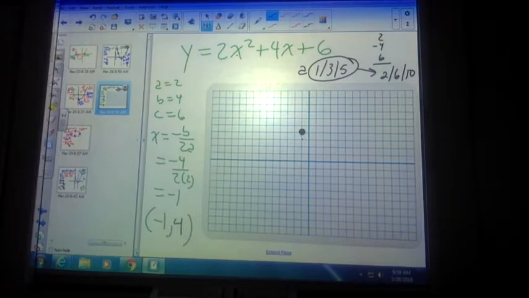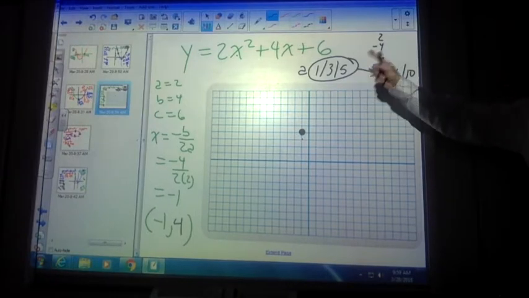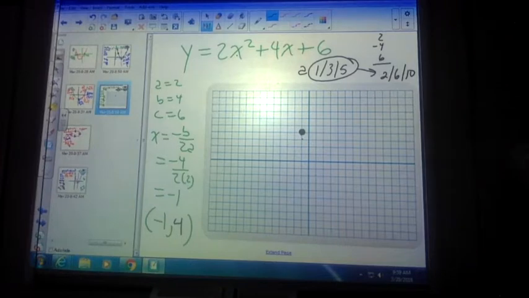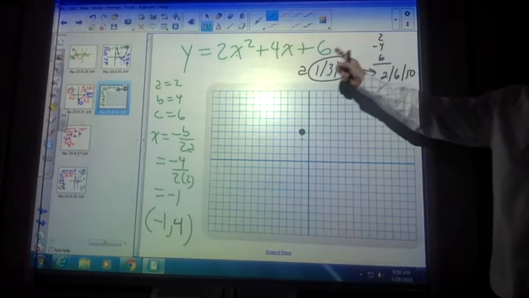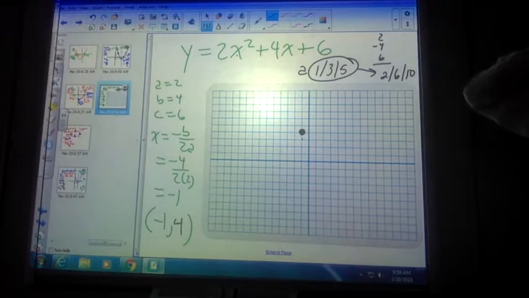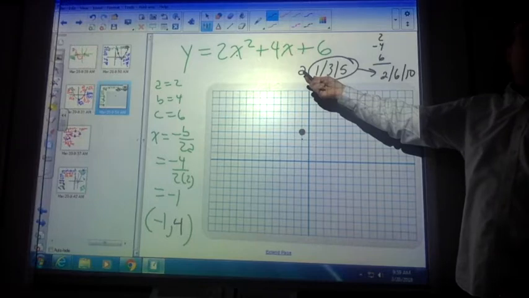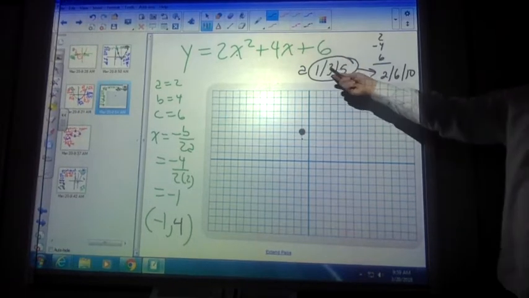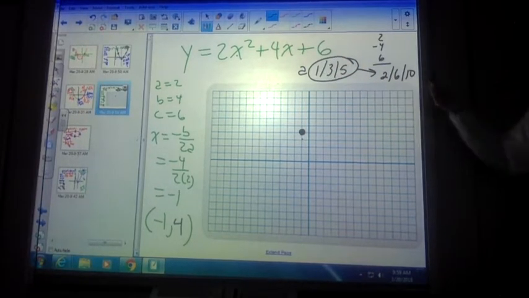So if that A value was a 3, it would be 3, 9, 15. If it was a 600, it would be 600, 1800, 3000. So you take whatever your A value is, in this case 2, and we're going to double 1, 3, 5 to 2, 6, 10.